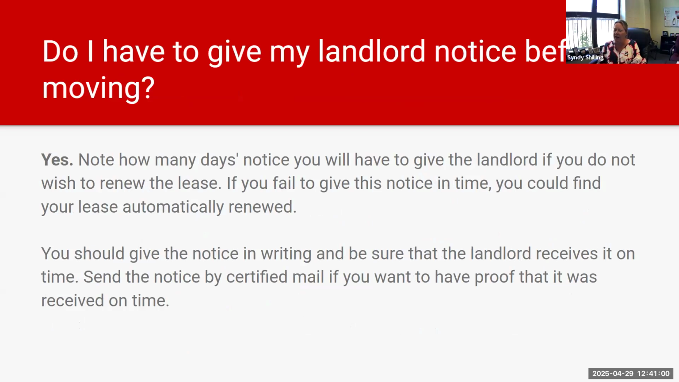One thing you want to note, so do I have to give my landlord notice before moving? The simple answer is yes. You want to look at your lease to see how many days is required for you to tell them in advance. And this is also not intuitive because you think, well, my lease ends on July 31st. So landlord knows I'm going to move out on July 31st. Not necessarily. So if your lease requires notice, make sure that you give it in writing. Make sure that you send it by certified mail. And you simply say, as you know, this lease terminates on July 31st. I intend to move out on that date.